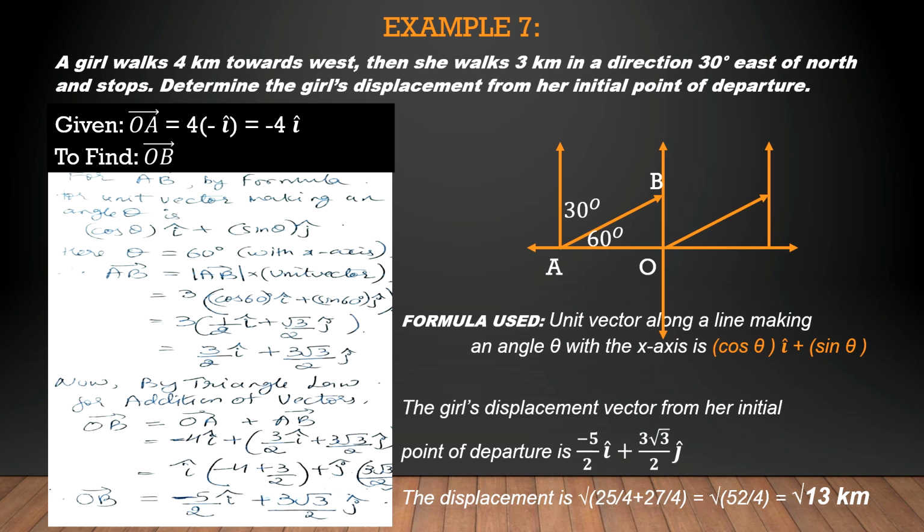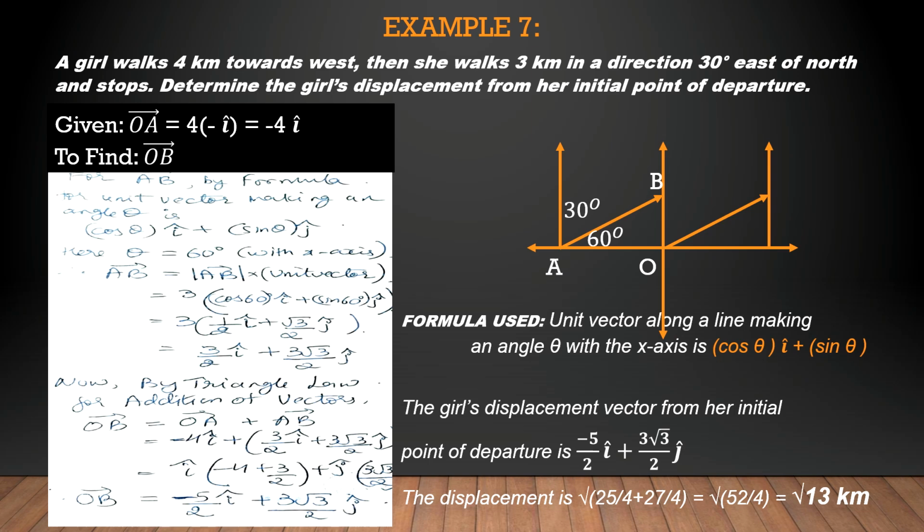First of all, suppose the girl is at initial point O, which we can consider as origin. Then she walks 4 kilometers towards west, so the magnitude of vector OA is 4. Then from there she moves 30 degrees east of north. Suppose AN is pointing towards north from the point A, then she goes 30 degrees east of that. So vector AB is formed by 30 degrees east of north.